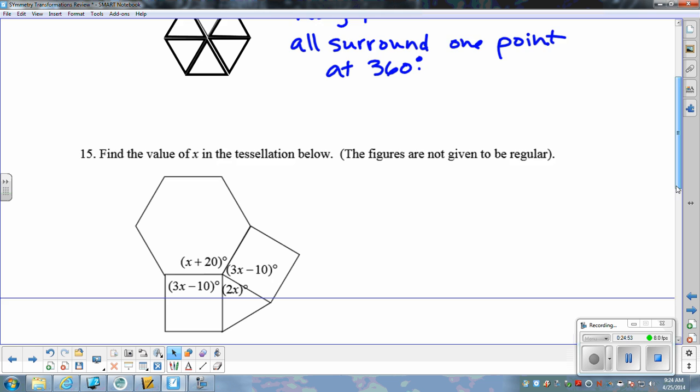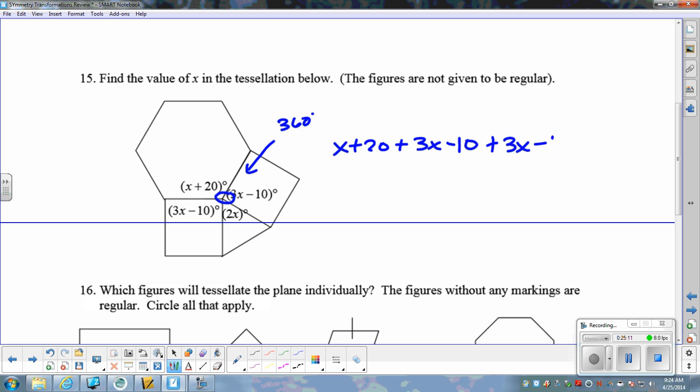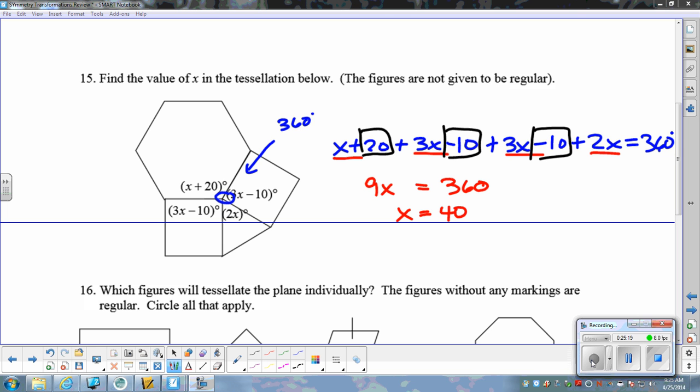If we take a look at 15, this one says what's the value of x in the tessellation below. As we've talked about, remember it all comes around 1 point so that it's 360 degrees. So I'm going to take x plus 20, plus 3x minus 10, plus 3x minus 10 again, plus 2x, equals 360 degrees. Now you see the end product after combining like terms: we will have 9x is equal to 360 degrees. So there we would divide both sides by 9, and we end up with x is equal to 40.